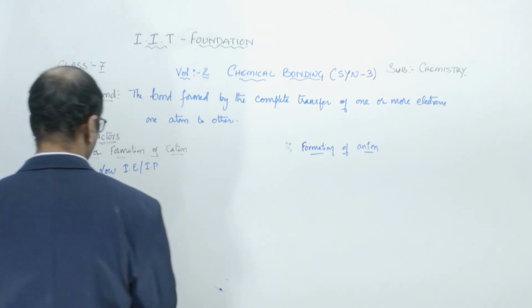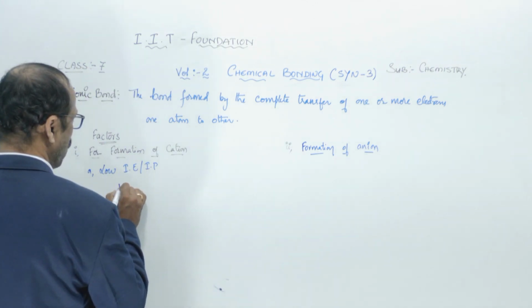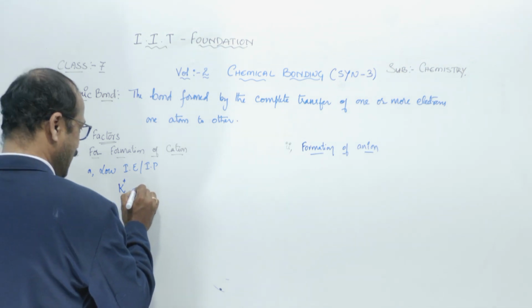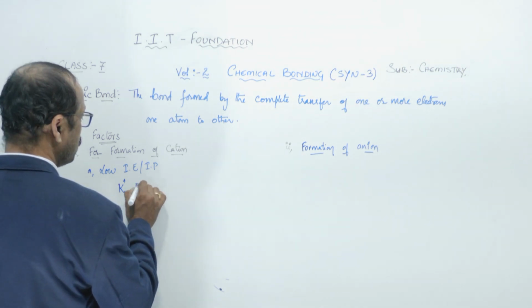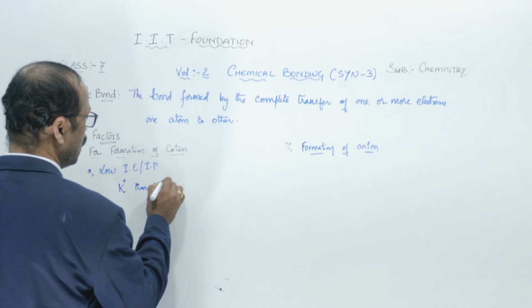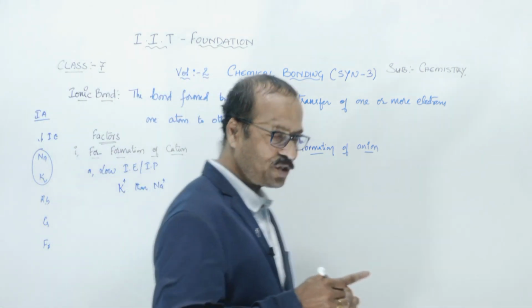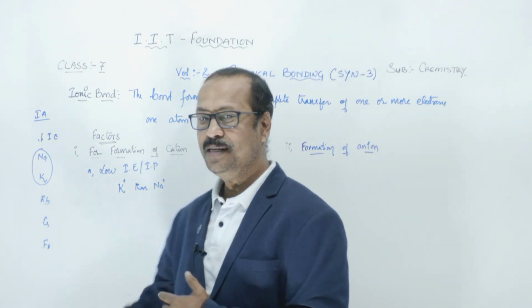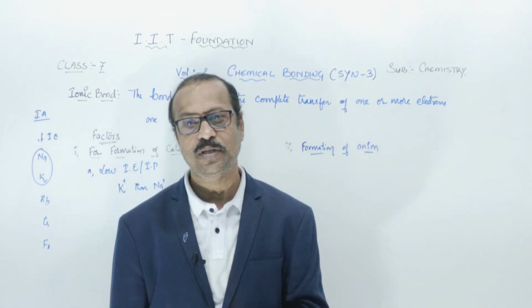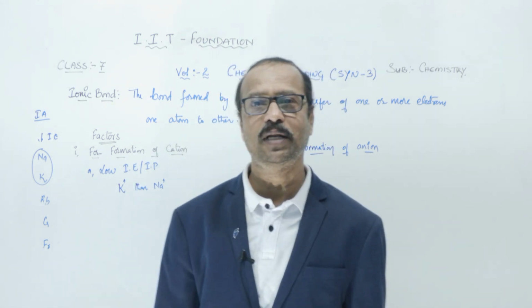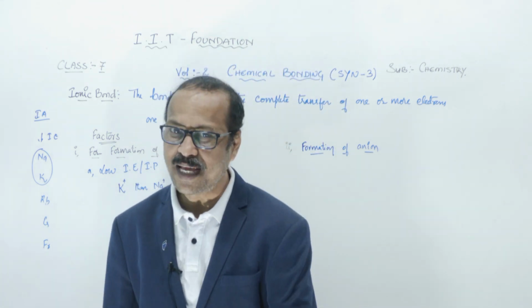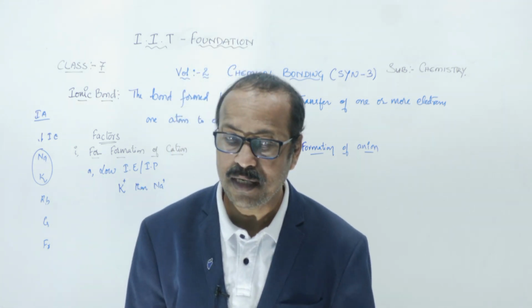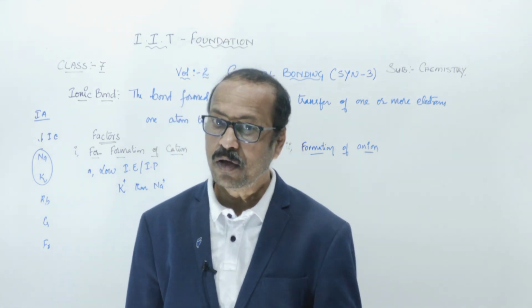So therefore, potassium can lose an electron very easily, meaning potassium can form K+ more easily than Na+. So potassium has more ability to form the ionic bond than sodium. Clear? That is called low ionization potential, which requires less energy to remove the electron. That forms a cation easily, so that forms an ionic bond also easily.